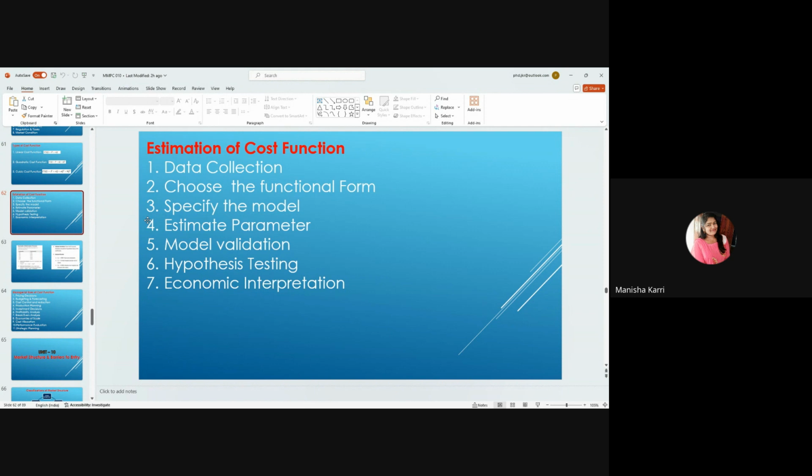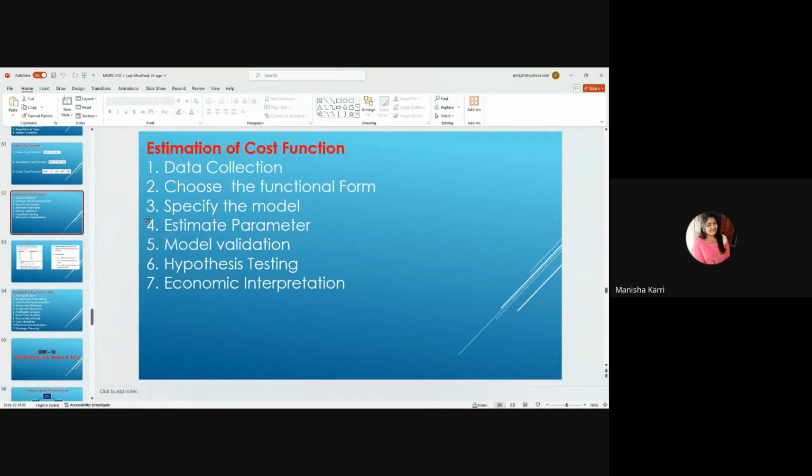Like ordinary least squares, OLS, we can say it as an OLS. Ordinary least squares is here. Some common methods for these linear models, while non-linear models may require some more complex estimation techniques like non-linear regressions or maximum likelihood estimations.